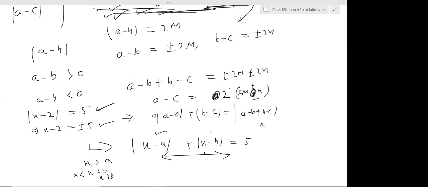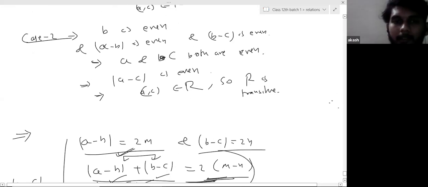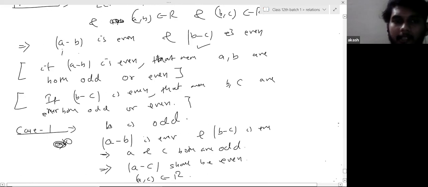Right, I think this is a bit difficult question to understand, but it's okay. Now look at the second part. What are they saying in the second part?